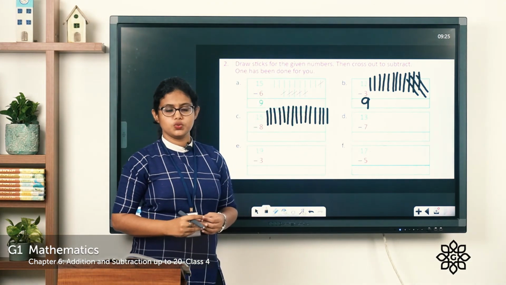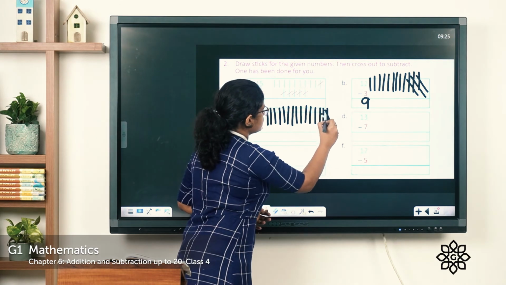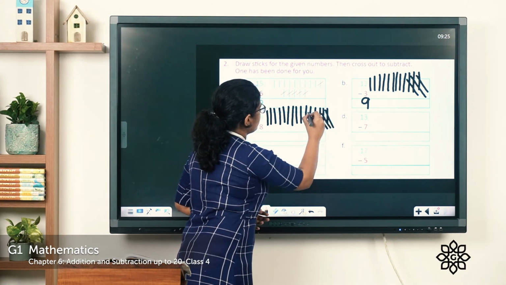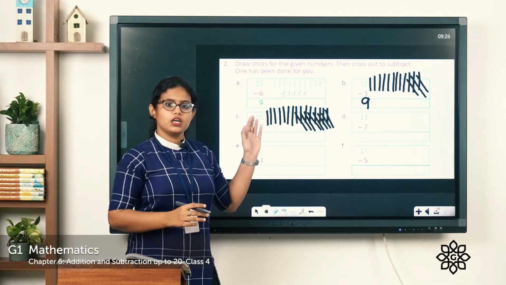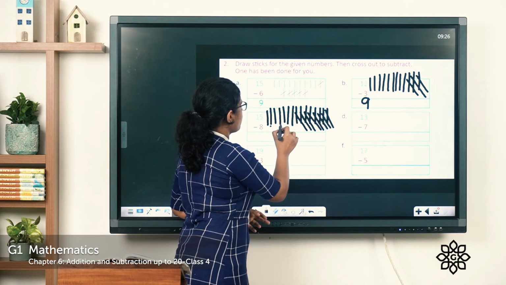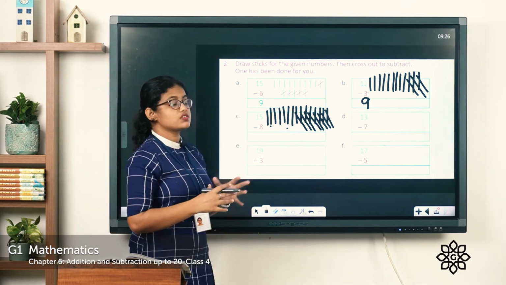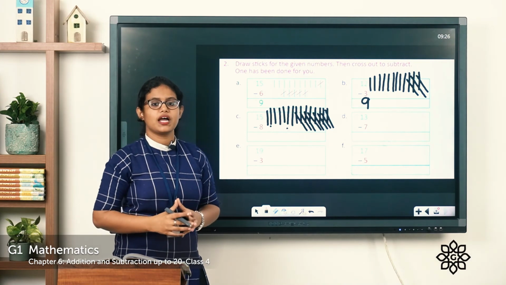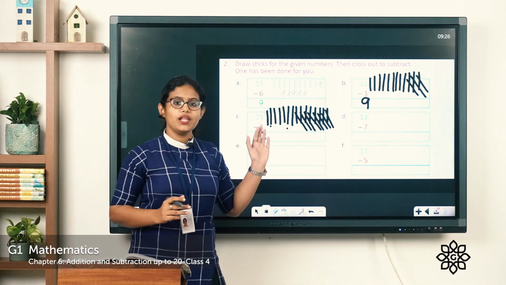Now what we need to do? We need to cut 8. So let's cut 8. 1, 2, 3, 4, 5, 6, 7, 8. Now count and see how many are remaining. 1, 2, 3, 4, 5, 6, 7. So 7 are remaining. So what is 15 minus 8? 15 minus 8 equals 7.